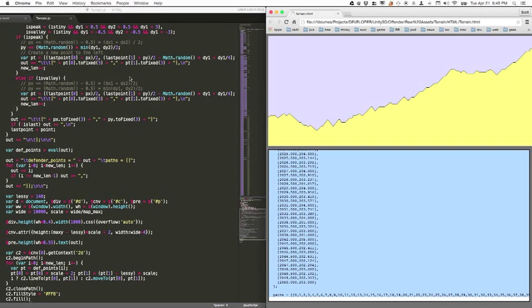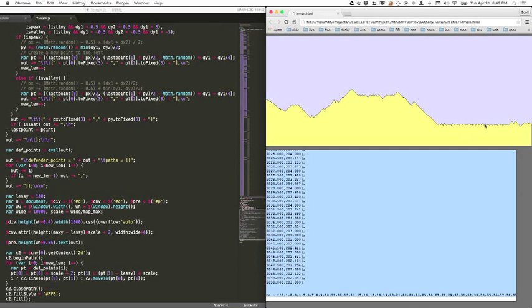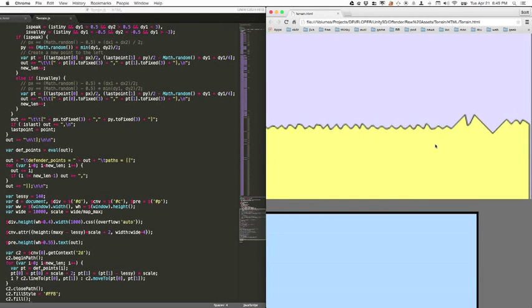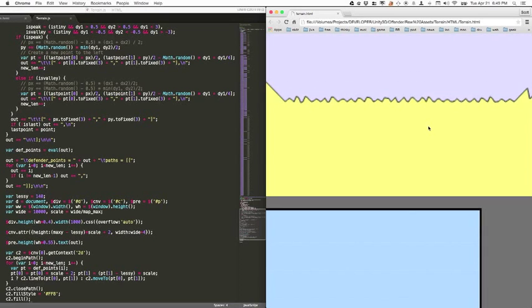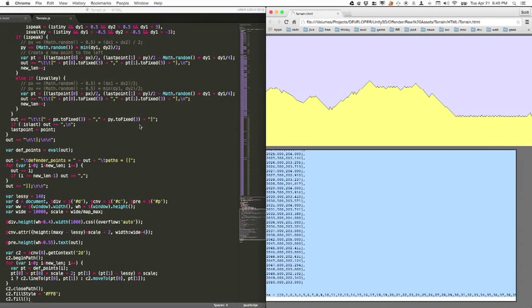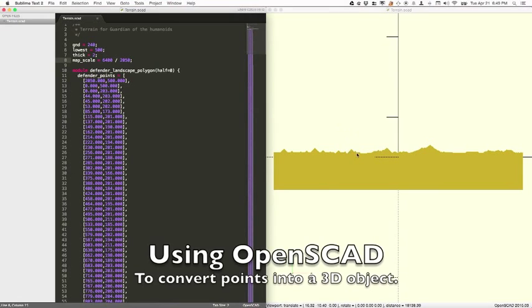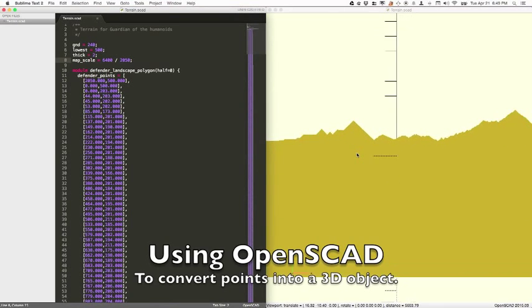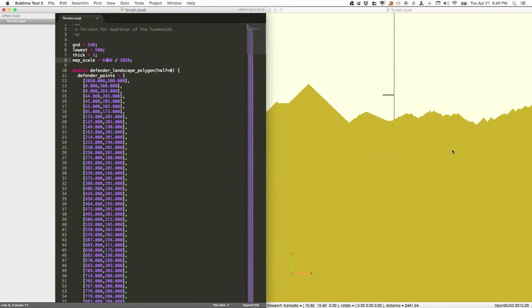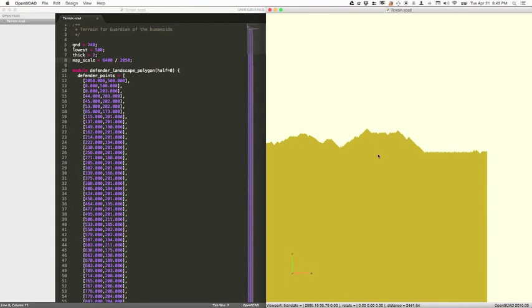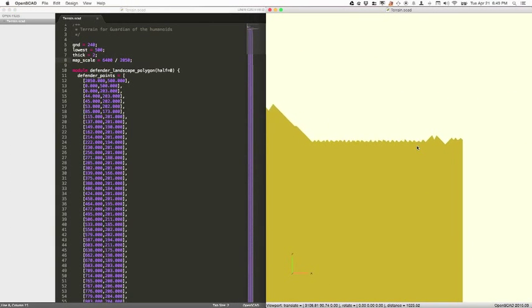I took what I had, and I actually added some points to make the bits over on the right side a little rougher. See here, make these a little rougher. I added a point next to each peak and next to each valley, and then adjusted them a little bit. So it ends up being more rough. And so when you bring it over into OpenSCAD, you can see some of the results here. And there it is.